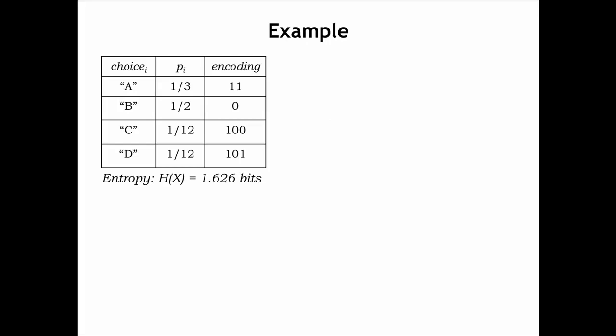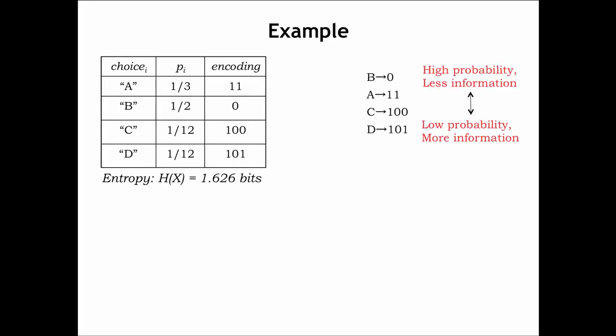Here's an example we've seen before. There are 4 possible choices to encode, A, B, C, and D, each with a specified probability. The table shows a suggested encoding where we follow the advice from the previous slide. High probability choices that convey little information, for example B, are given shorter encodings, while low probability choices that convey more information, for example C or D, are given longer encodings. Let's diagram this encoding as a binary tree. Since the symbols all appear as the leaves of the tree, we can see that the encoding is unambiguous.